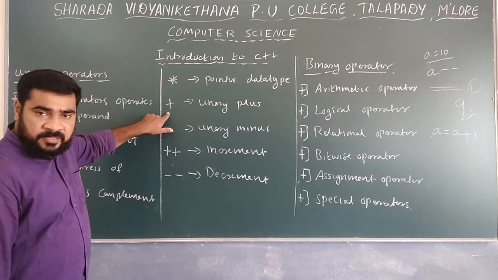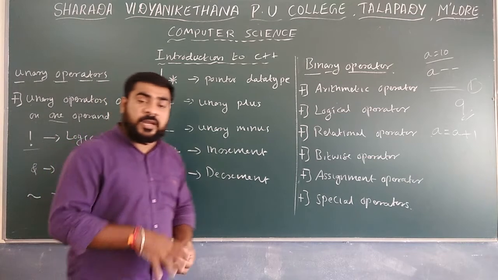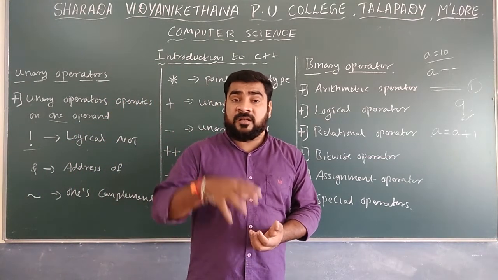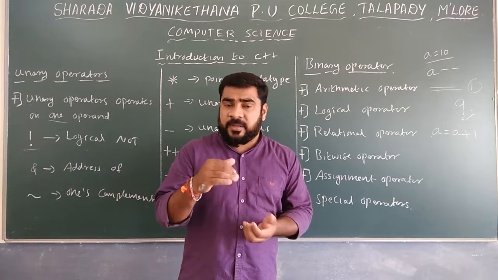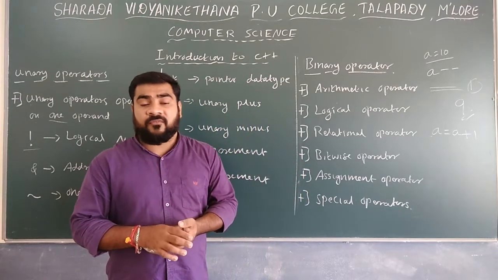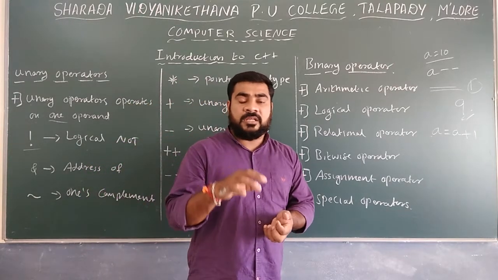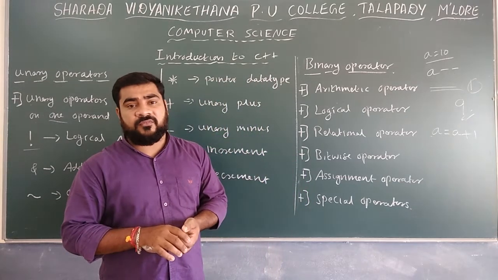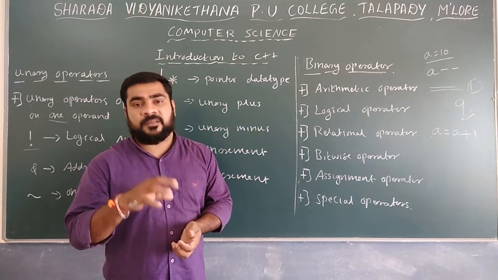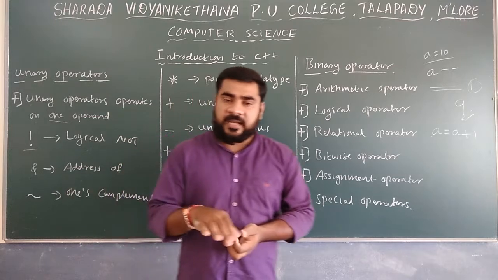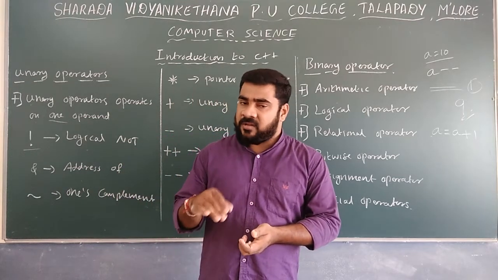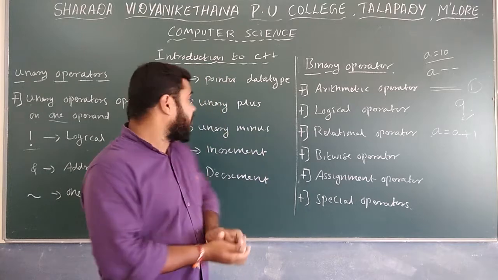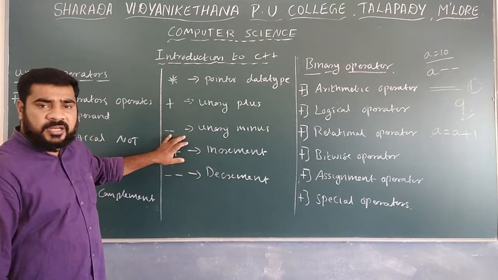The next ones are the plus symbol and minus symbol. Plus is known as unary plus, and minus is known as unary minus. They are used to specify the sign of a particular value. Plus means a positive value, minus means a negative value. To represent values like that, we use unary plus and unary minus.